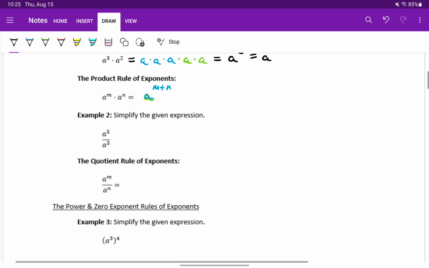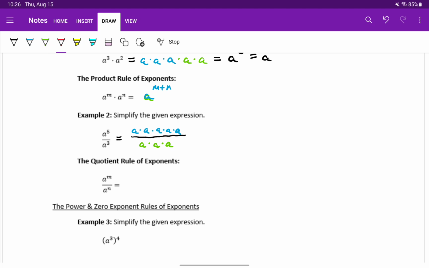Looking at example 2, where we have a to the 5th over a to the 3rd, this is the same thing as a times itself 5 times, divided by a times itself 3 times. Any value divided by itself is just going to cancel out to 1. So we'll have 1, 2, 3 pairs of a's that cancel out. And what we're left with then is just the 2 a's in the numerator, which would be a squared.